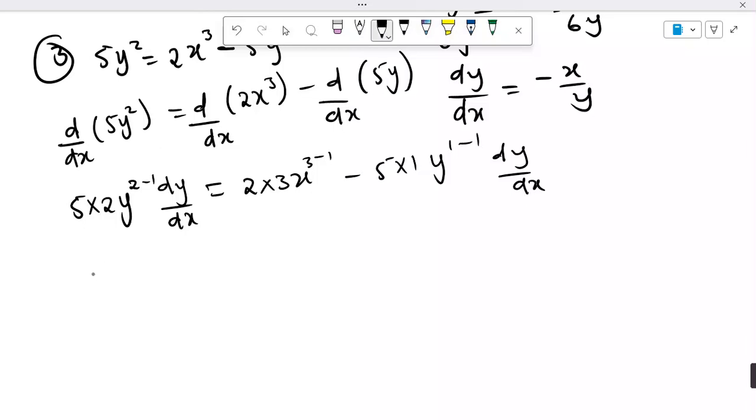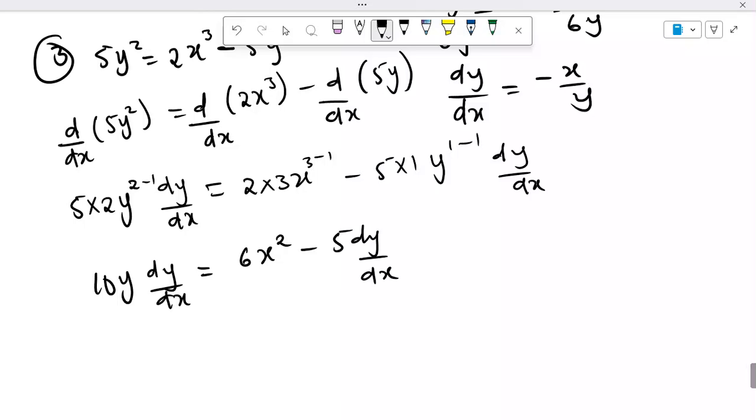This 2 times 5 is 10. y to the power 2 minus 1, which is just 1, no need of writing it. dy/dx equals this times this to be 6x, 3 times 3 minus 1, which is 2, minus 5 multiplied by 1 is 5. So 1 minus 1 is 0, y to the power 0 is 1, so 1 times 5 is just 5. But here is dy/dx.